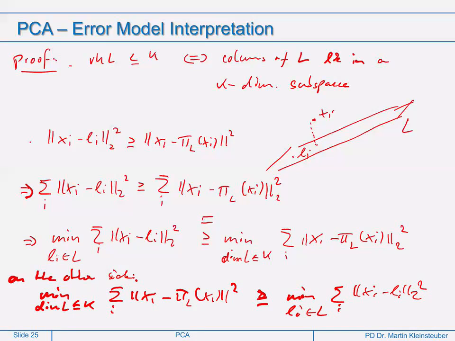So in fact, the minimum on the left-hand side and the minimum on the right-hand side are the same. And so we are done, because we have already solved the problem for the right-hand side, for the projections. And then we see that this is equivalent to this geometric approach that we had at the very beginning.